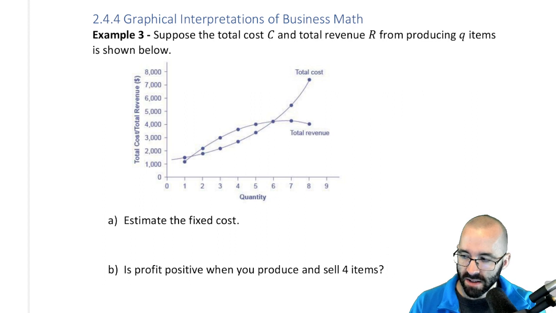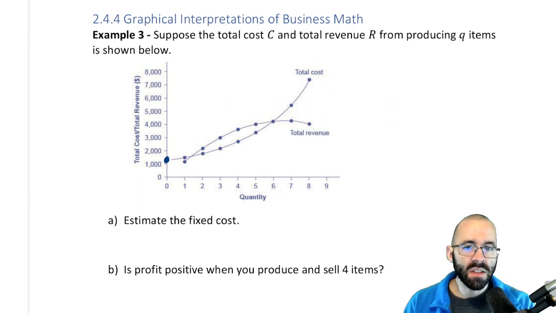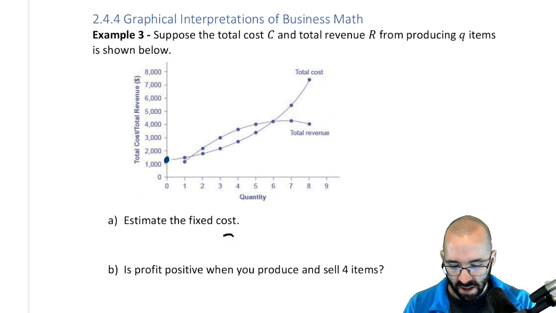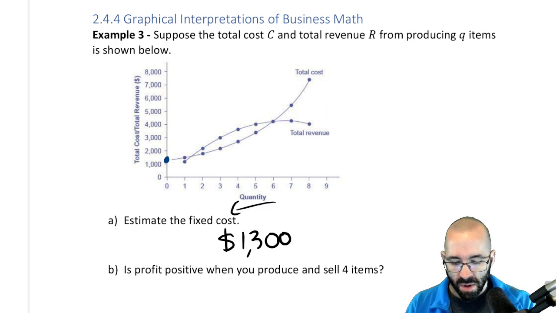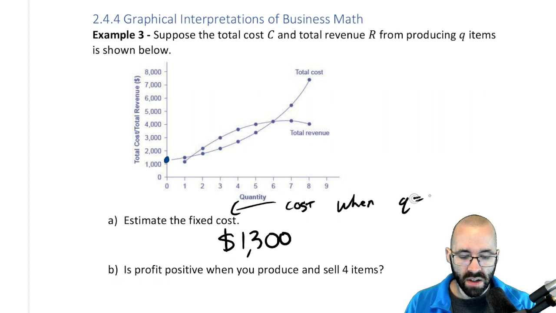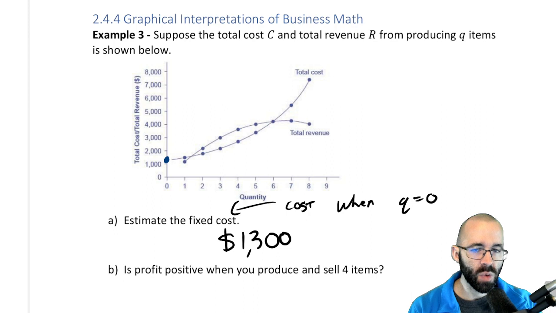Well, it doesn't tell us, right? But this is our cost function, and it looks like it would be kind of like right here or something, right? If it kept on going. So maybe you estimate that as $1,300 or something like that. Okay. So again, we're just estimating, it doesn't tell us. But the fixed cost, remember, is just the cost when Q equals 0. It's the cost that's not related to how much we're producing.